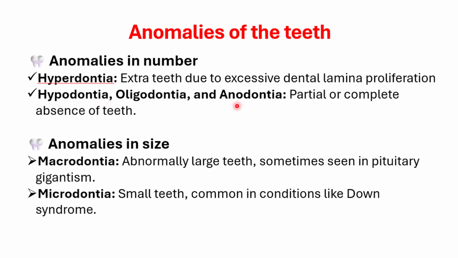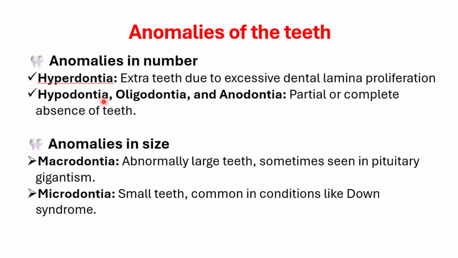So anodontia means complete absence. Oligo means partial absence. Then hypo means reduced. So anodontia, complete absence. Oligodontia means some of the teeth are there, but some of them are missing. So for example, you have incisors, canines, premolars, and molars. In oligodontia, you'll find that this person has incisors and canines, while premolars and molars are missing.